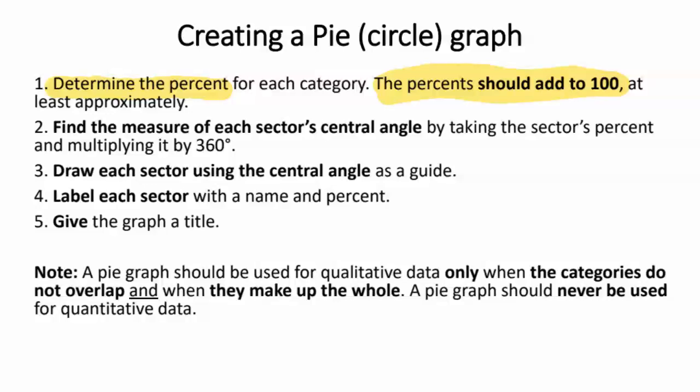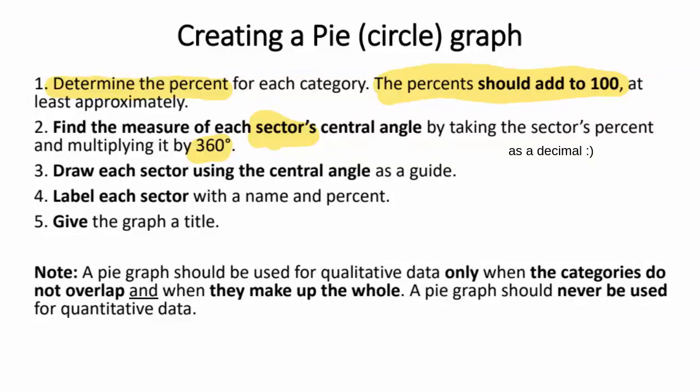Now, I'm going to explain this to you, but then I'm going to show you. We then have to find the measure of each sector. Each sector is a slice of pie, and we need the percent, which we're going to make a decimal, and then we're going to multiply by 360. Just so you remember, we're taking the sector's percent as a decimal and multiplying it by 360. Then we're going to draw each section using the central angle as a guide, and I'm going to explain that to you. Label each sector.